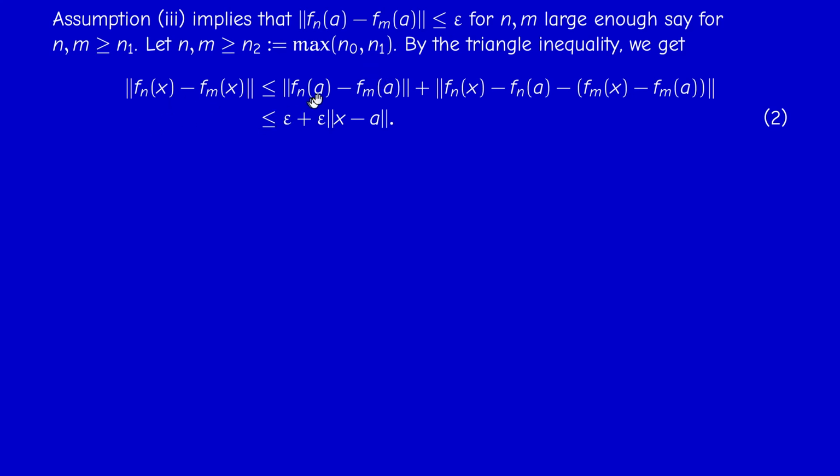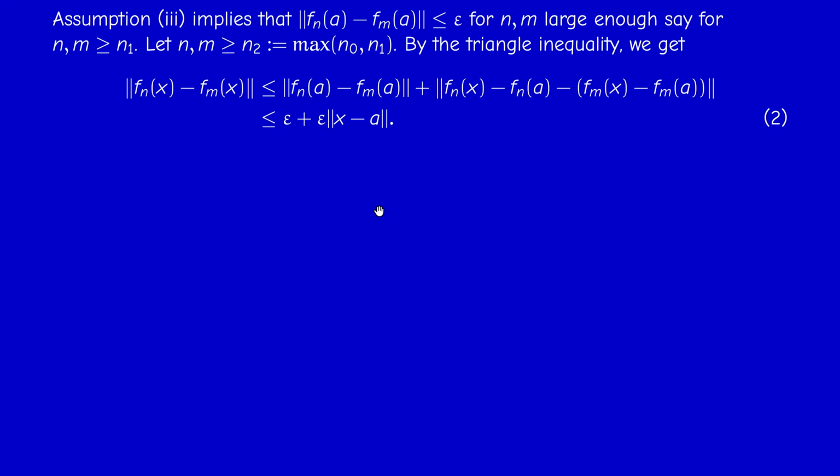Here we use a usual trick. We add and subtract Fn of a minus Fm of a. So we get that the distance between Fn of x and Fm of x is less than Fn of a minus Fm of a plus this quantity, which was the left-hand side of equation 1. So we just add and subtract this term. And this is why we took the maximum, because we need both inequalities at the same time. So this one is less than epsilon, and this one is less than epsilon times the norm of x minus a.